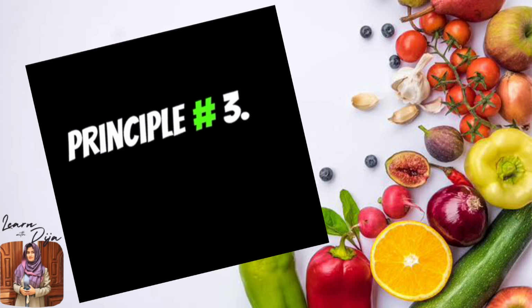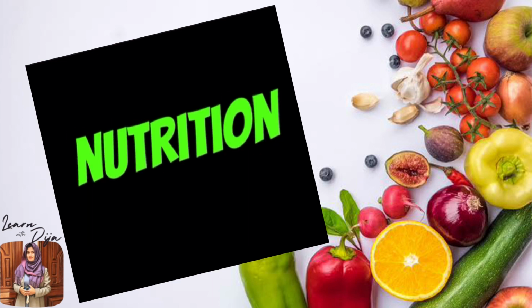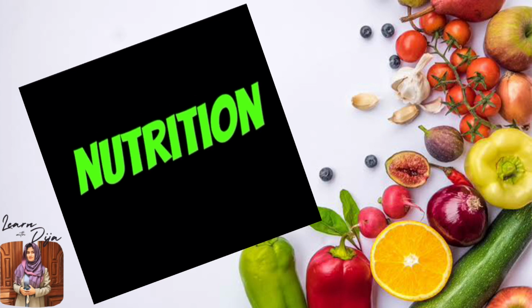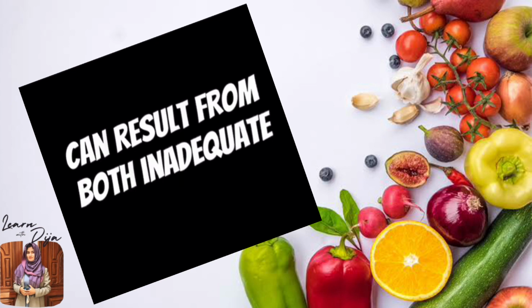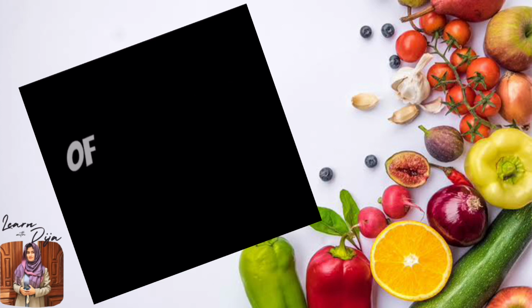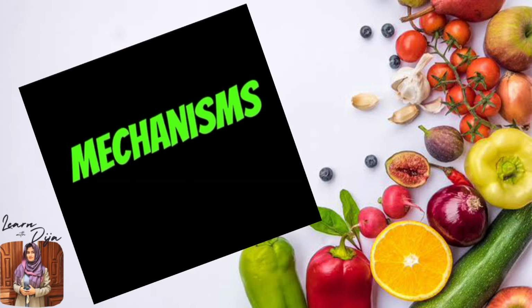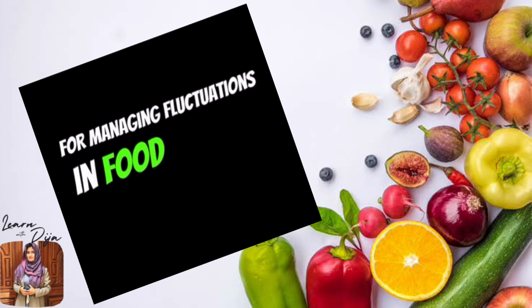Principle number 3. Health problems related to nutrition originate within cells. Principle number 4. Poor nutrition can result from both inadequate and excessive levels of nutrient intake. Principle number 5. Humans have adaptive mechanisms for managing fluctuations in food intake.